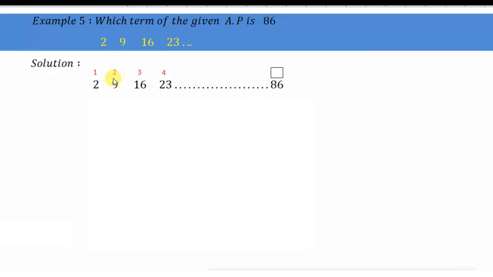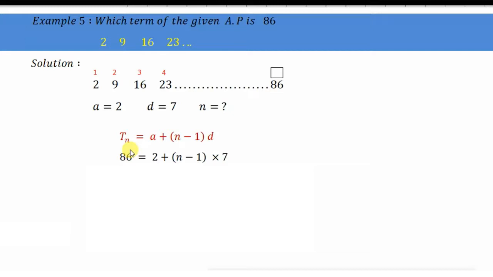So we know what a is. We can find d: 9 minus 2 will be 7, 16 minus 9 will be 7, 23 minus 16 will be 7. So d will be 7. And we have to find n. So the nth term, Tn, will be 86, isn't it?